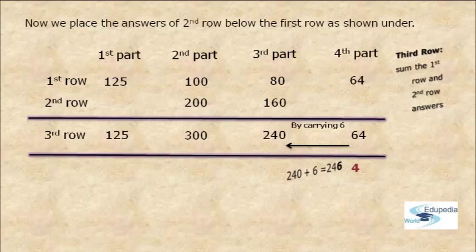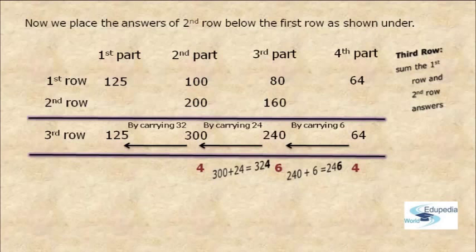Again 246 is a 3-digit number. So we have to take the digit in ones place, that is 6, and write it in the answer like this. The remaining number 24 should be taken as carry on to the second part. Now by adding the second part, that is 300, with the carry on 24, we will get 324. Again 324 is a 3-digit number, so we take the digit in ones place, that is 4, in the answer like this. Now the remaining number 32 should be taken as carry on to the first part.